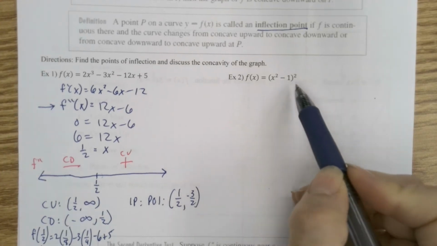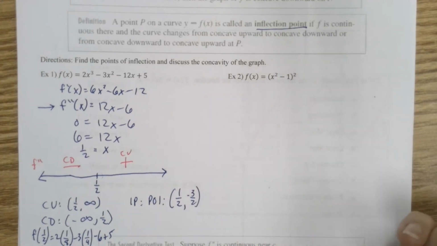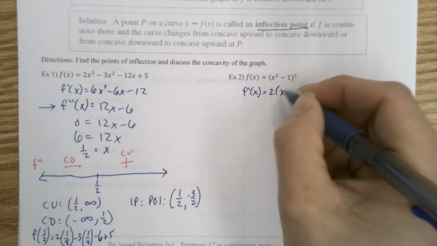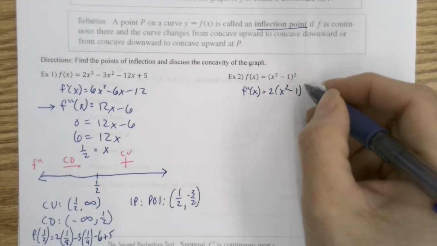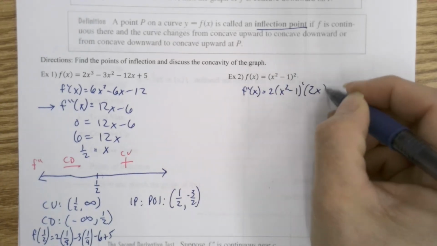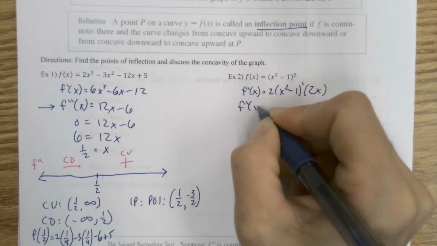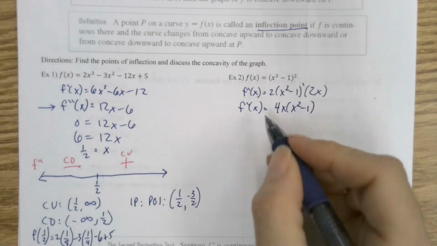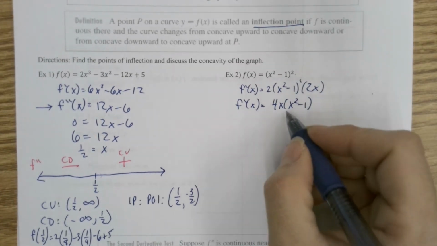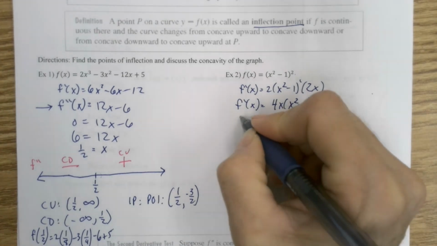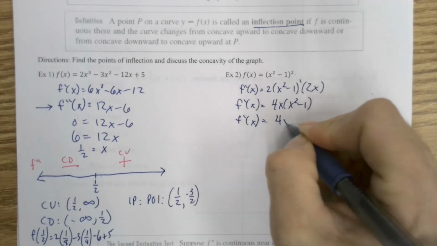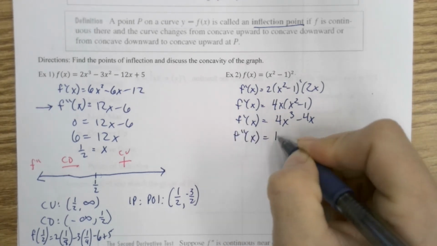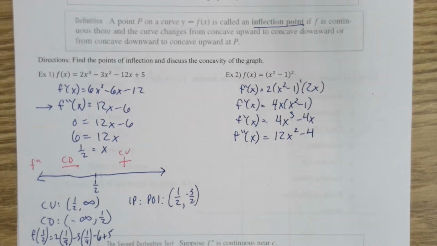So example number 2. Now you can expand this out if you want, or you can use your chain rule. I'm going to just go ahead and use my chain rule. So my first derivative would be my 2 comes to the front, my power drops down to a 1, times the derivative of the inside part, which is 2x. If I clean that up a little bit, that's going to be 4x times x squared minus 1. And now I need to find my second derivative, but instead of using the product rule, I'm just going to distribute this out. So I'm going to rewrite this as 4x cubed minus 4x, and now I'll find my second derivative. So that is 12x squared minus 4.